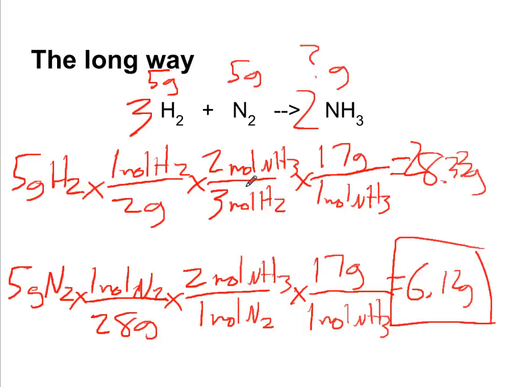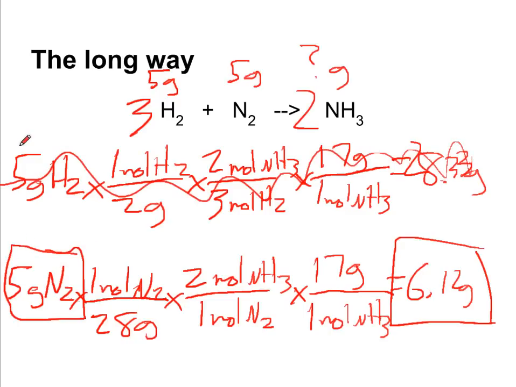So when we use this long way, where we take the mass of each reactant all the way to the mass of the product, whichever reactant gives you the lowest amount of product is your limiting reactant, and all this work up here means nothing, because we're not going to get 28.33 grams of NH3. We're going to run out of reactants once we get to 6.12 grams of NH3. So that means this is our theoretical yield, and N2 was the limiting reactant.